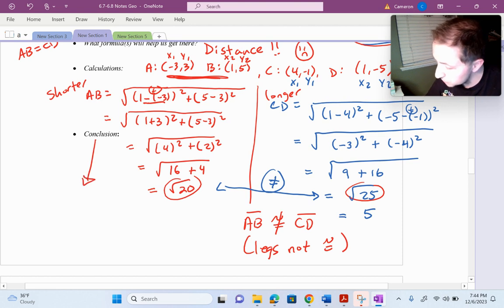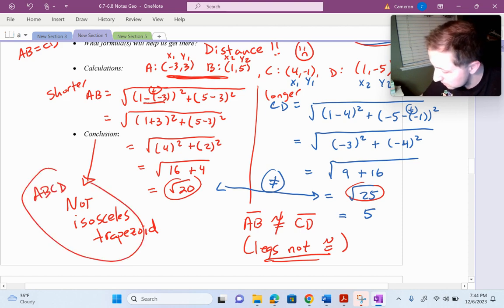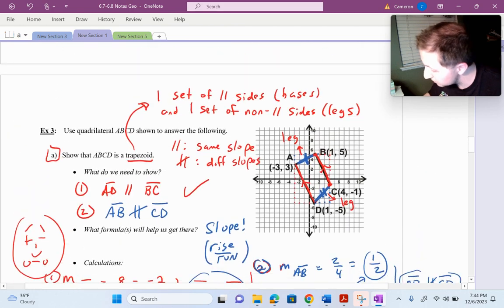Therefore, final conclusion, this is not an isosceles trapezoid. It would be a trapezoid because we showed that in the first part, but it would not be an isosceles trapezoid because the legs are not congruent. So ABCD is not an isosceles trapezoid.